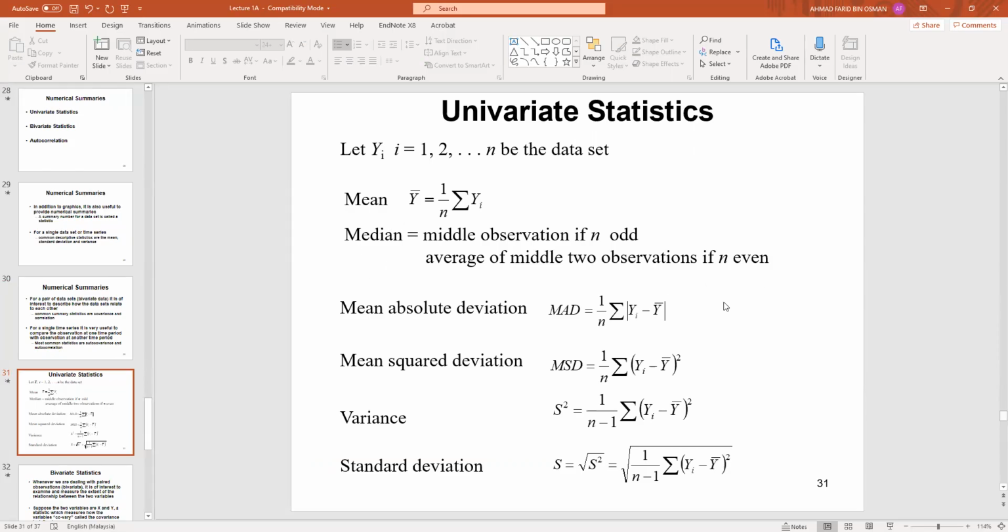And then mean absolute deviation. Okay, the absolute difference between each value and the average. Then you take the sum of them, you divide by sample size, and then you get the mean absolute deviation. Mean square deviation: the difference between each value and the average, and then you square it, then you take the sum of them, divide by sample size, and you get MSD, mean square deviation. And the variance and standard deviation are given by this formula. Okay.